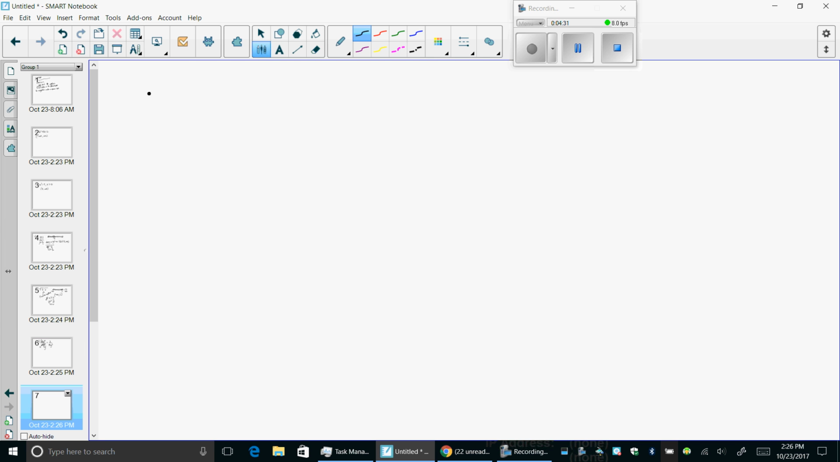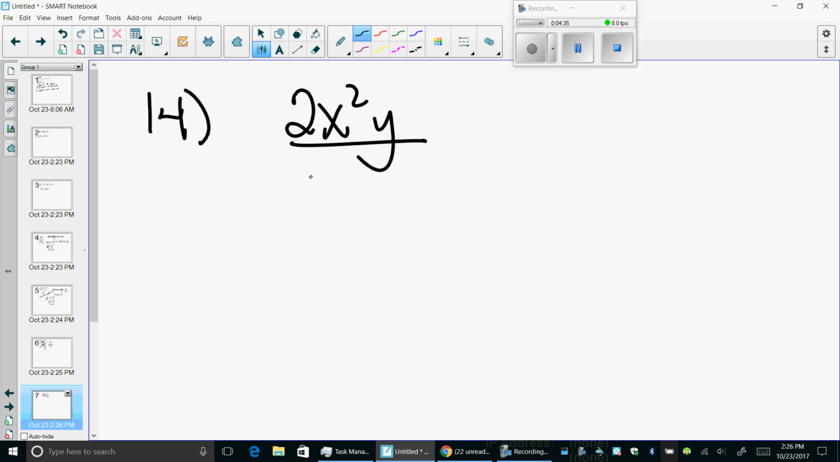Number 14. I've got 2x squared y on the top and xy minus y on the bottom. You can't cancel anything on the bottom unless it's a factor. I can't cancel with the x's and the y's because that's a term, and when there's a plus or minus, that has to stay together. So 2x squared y is going to stay on the top.